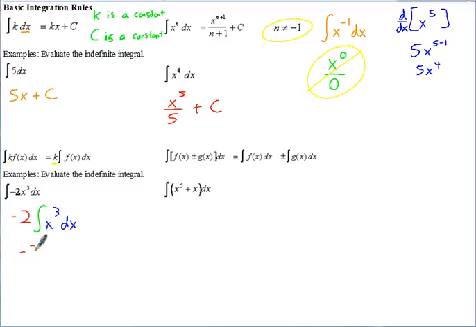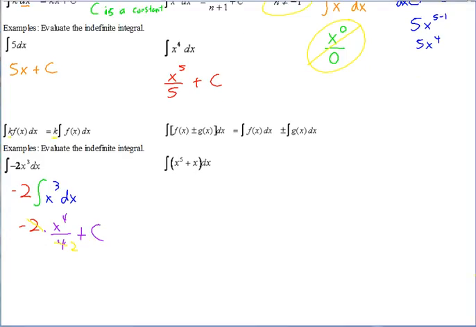And then when you integrate x to the 3rd using the power rule, that would give you x to the 4th. So -2 would just get multiplied. Add 1 to the exponent, divided by 4, and then plus some unknown constant c. And then we can simplify that. 2 goes into 4 twice. So that would reduce to be -x to the 4th over 2, and then plus some unknown constant c.